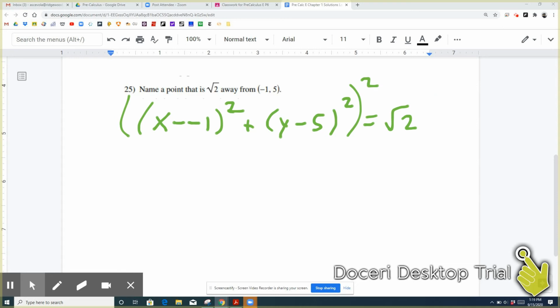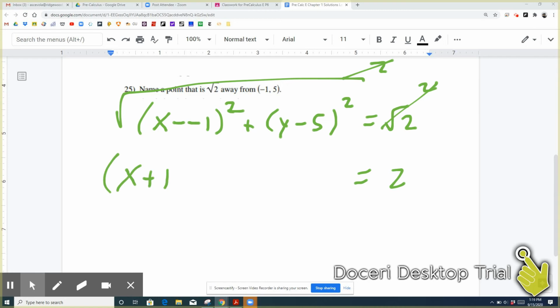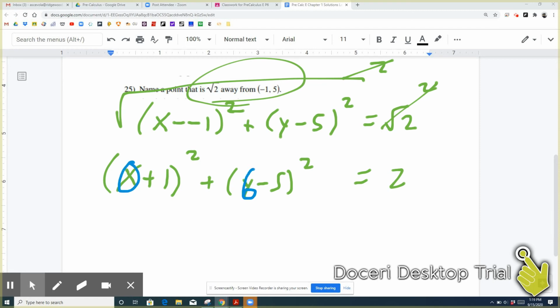Well, this would be under the radical. Then you solve that: you square both sides to get rid of the radical, so you get a 2 here, and that cancels out. And then you get (x plus 1) squared plus (y minus 5) squared equals 2. If you can find any x and y value that makes this true, then it would satisfy these conditions. You're just trying to make 2. So if you make that a 0 and that a 6, then you get 1 squared plus 1 squared is equal to 2, which is true.